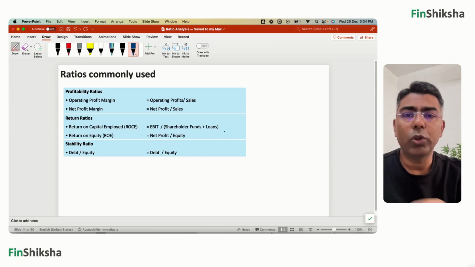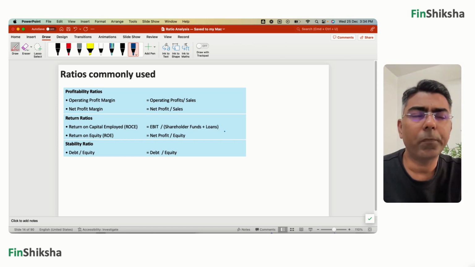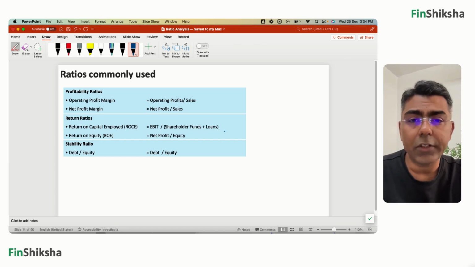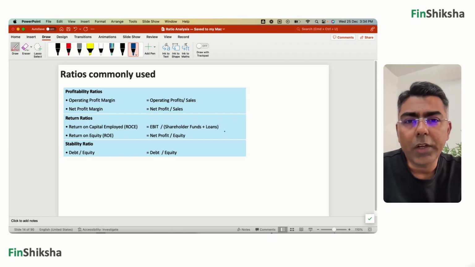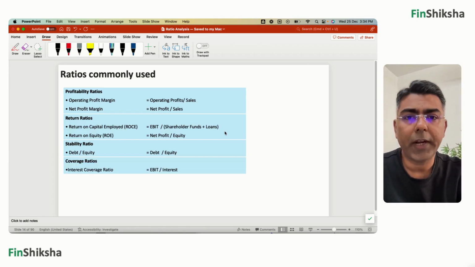I prefer using both long-term and short-term debt because sometimes companies tend to use these interchangeably in terms of their operations, and you just want to look at the total interest-bearing debt that the company has, right?